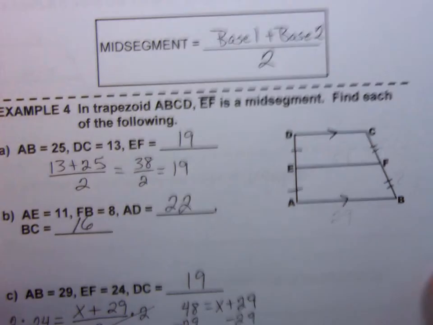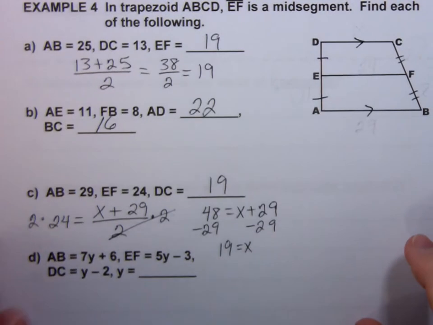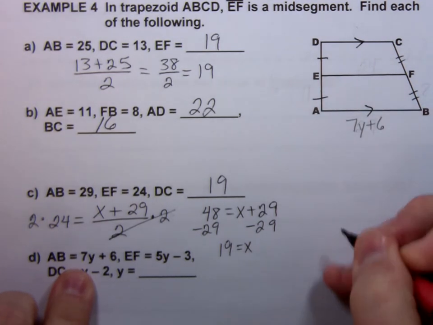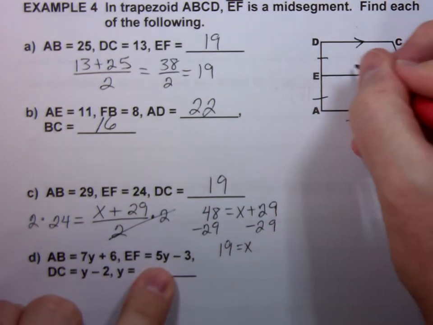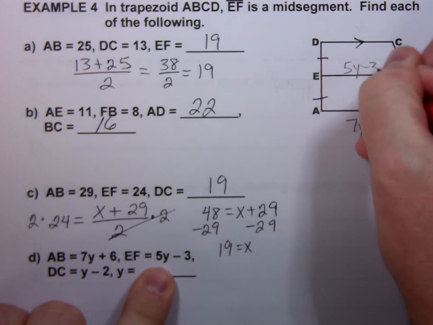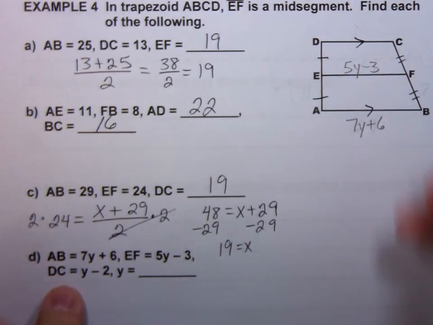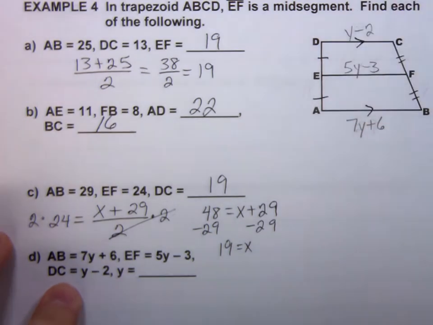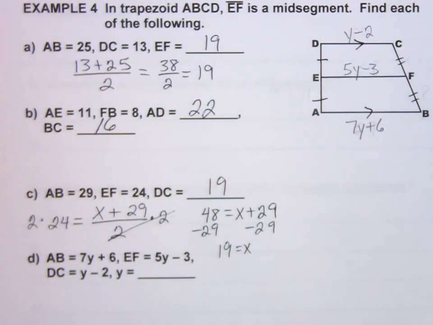Alright, the distance from A to B is 7y plus 6. The distance from E to F is 5y minus 3. And the distance from D to C is y minus 2. And we want to solve for y. It's the same formula, we just got a little bit more complicated now.